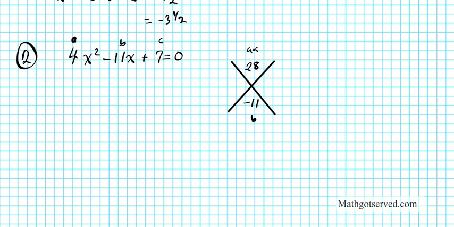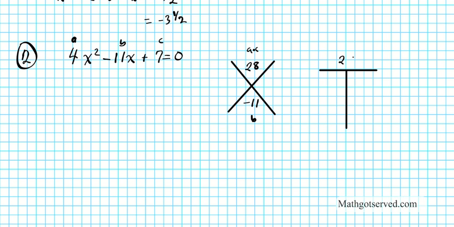All right, please keep track of the signs when you're constructing your X game. Now we're going to play the game asking ourselves, what two numbers multiply to give you 28 and add to give you negative 11? I'm going to list the pairs of factors of 28 to help me generate the combinations and run through them efficiently.